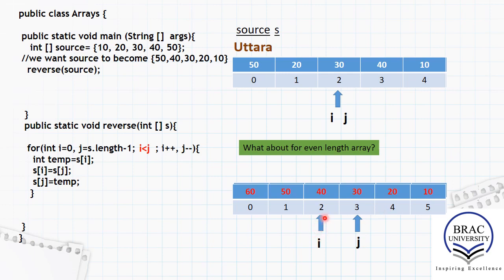Now, in the last instance, i was 2 and j was 3. So if the loop iterates one more time, i will become 3 and j will become 2. i will become greater than j. Do you think the loop will execute then? It won't, because my condition is the loop will keep on running as long as i is less than j. So when i becomes greater than j, this loop will not be executed. Hence, we can see that this condition works both for my array of odd length as well as my array of even length.